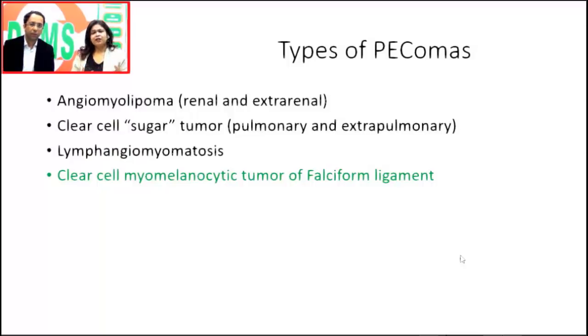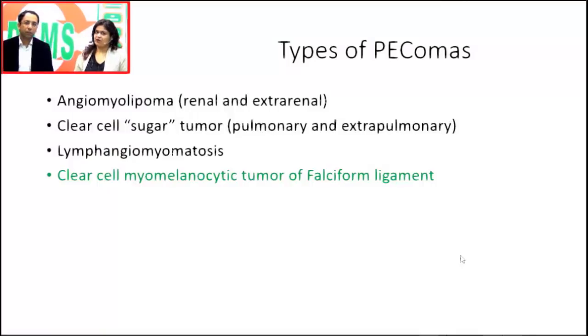Then there's a tumor called clear cell sugar tumor, and its name is very interesting. Apparently when it was initially discovered, they saw that there were some PAS positive substances within the cells, and they were found to be hexose in origin. So from hexose, the term came to be sugar, and that can be seen in both lung and extrapulmonary sites. And the one we discussed today, lymphangiomyomatosis, all three are associated with tuberous sclerosis. There's one more type of PEComa called clear cell myomelanocytic tumor of the falciform ligament, which has not shown an association with tuberous sclerosis.